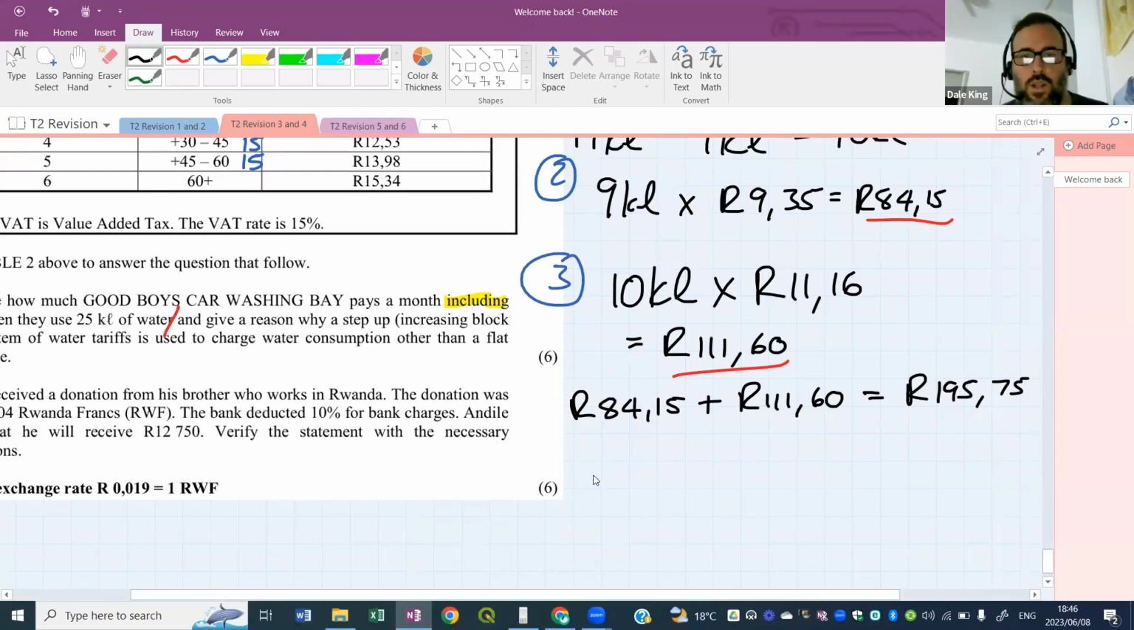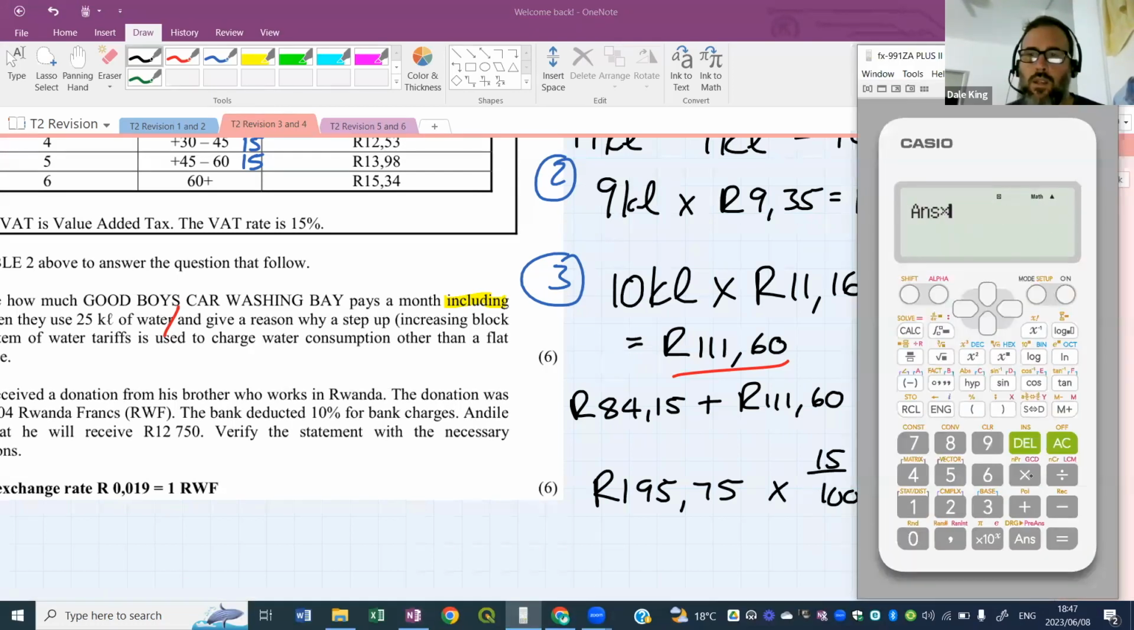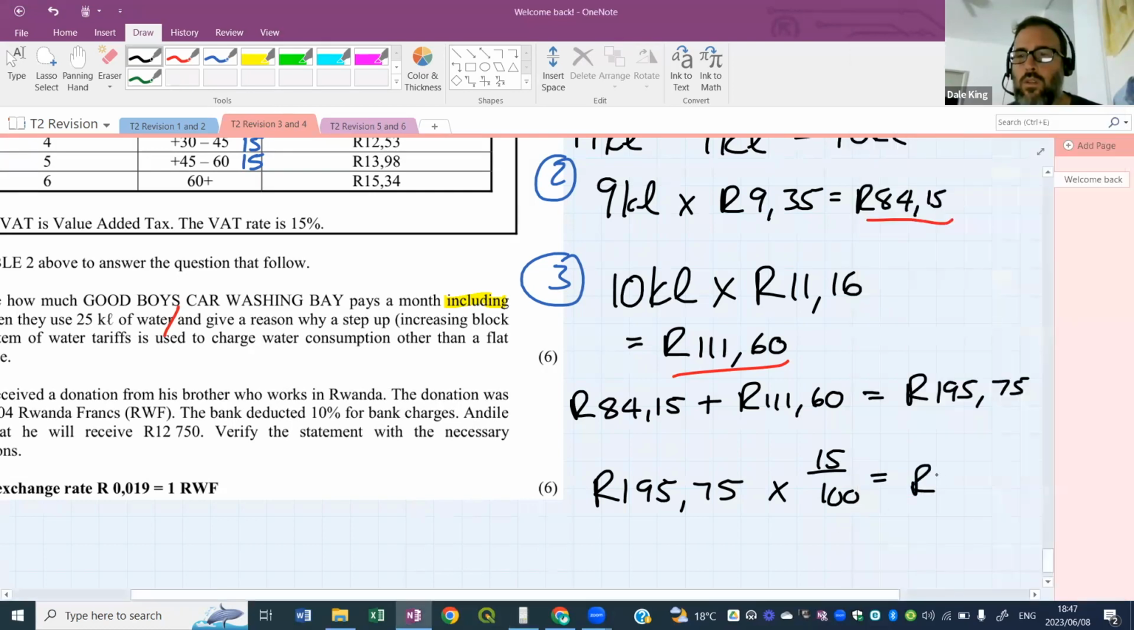Okay. So what we're going to do, I'm going to use the 2-step method because you guys seem to like it. You'll feel comfortable when you see it. We're going to take 195 Rand 75 and multiply it by the VAT, which is 15%, and get an answer. So I'm just taking this and multiplying it by my VAT here, 15 over 100, getting an answer of 29 Rand 3625.